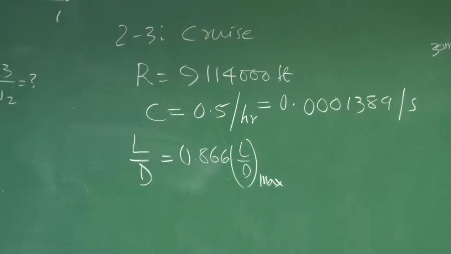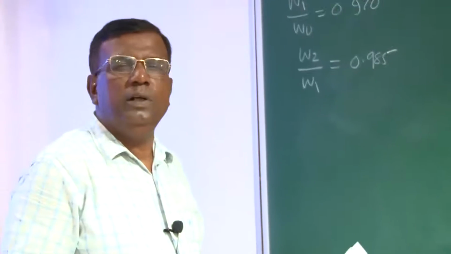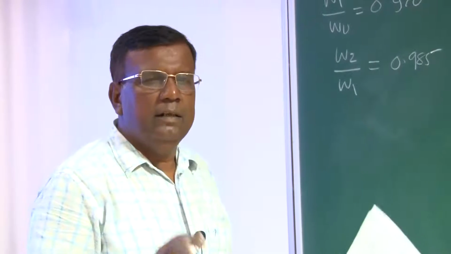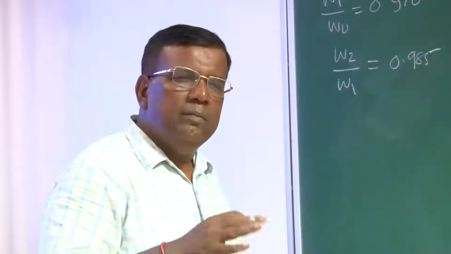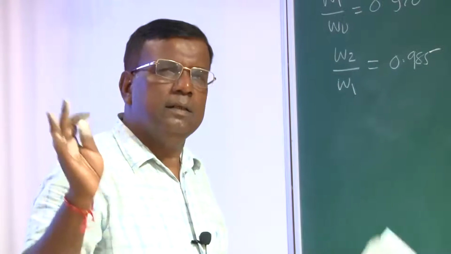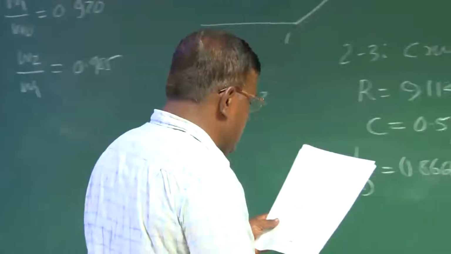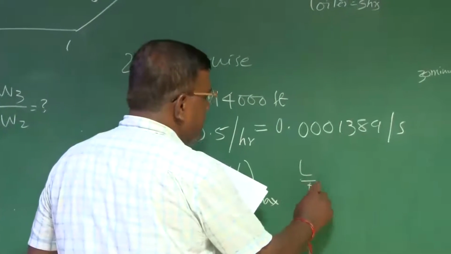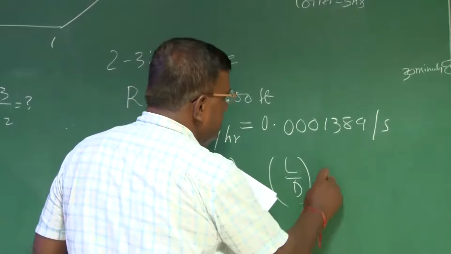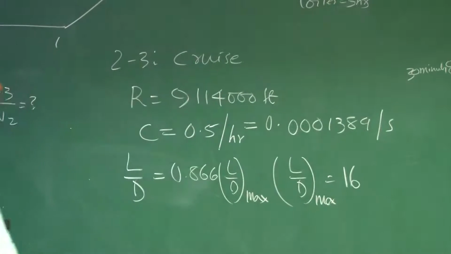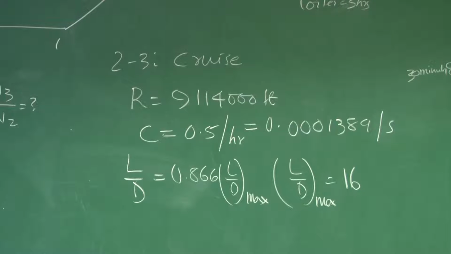You have seen that the value of L by D max is somewhere between 16 to 20. The Dreamliner and A380 are approaching 20, but generally it will lie around 15, 16, 17, 18 for this type of airplane. So for the test case, we'll take L by D max as 16. We'll also demonstrate how to take this L by D max using historical data, maybe tomorrow or next class. But 16 is not a bad number, and yesterday we have seen that.